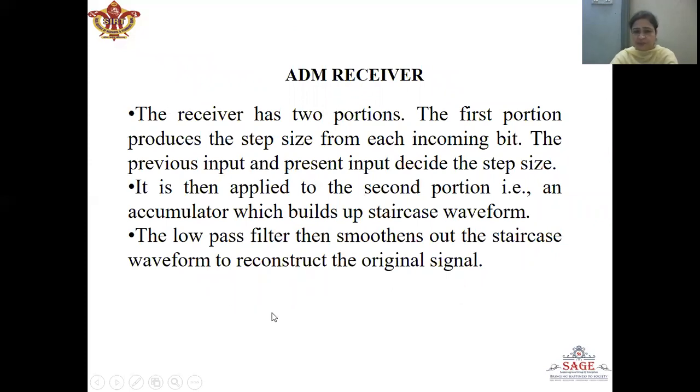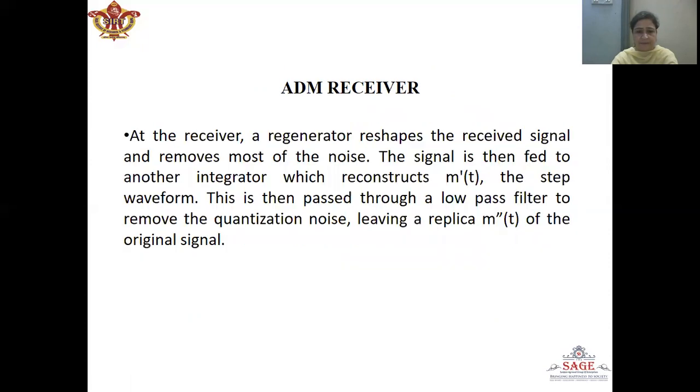The first portion produces the step size from each incoming bit. The previous input and present input decide the step size. Then it is applied to the second portion, which is an accumulator, which builds up the staircase waveform. The low pass filter then smoothens out the staircase waveform to reconstruct the original signal.